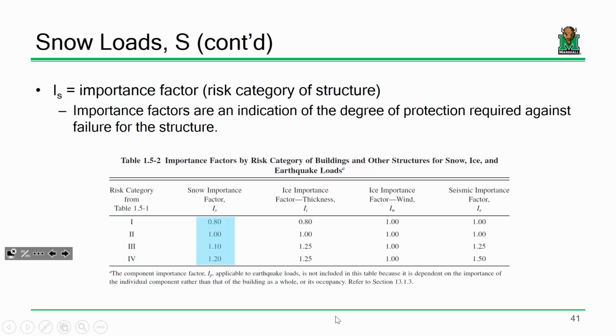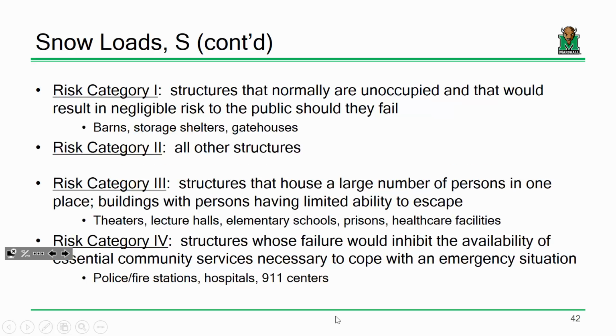The last thing, though, that really can impact your snow loads on your roof is your importance factor. So dependent upon your risk category of your structure, you're going to have different levels of design snow loads that go onto a roof. So for risk category 4, you're actually taking the snow loads and increasing them by 20% to account for the risk category of the structure.